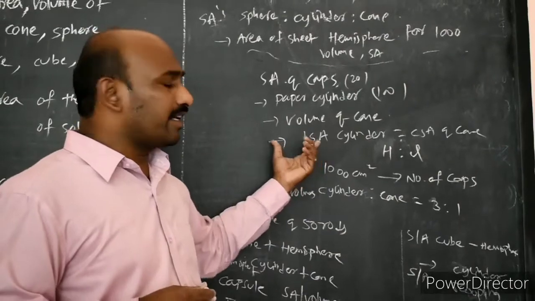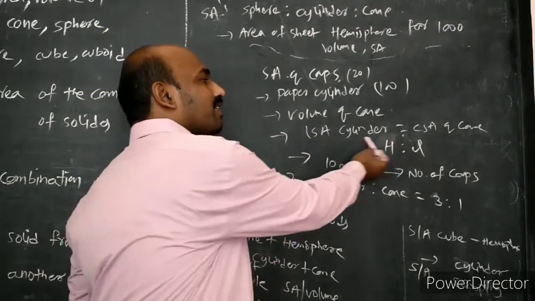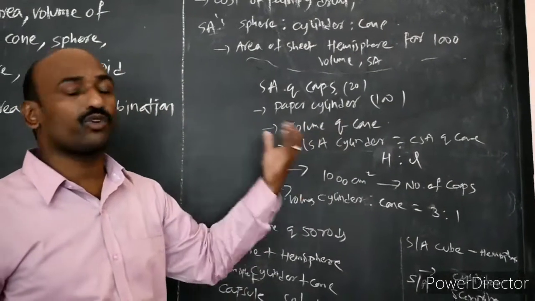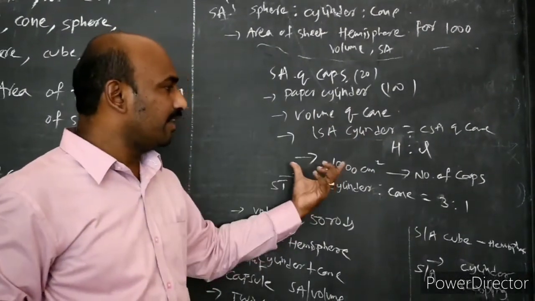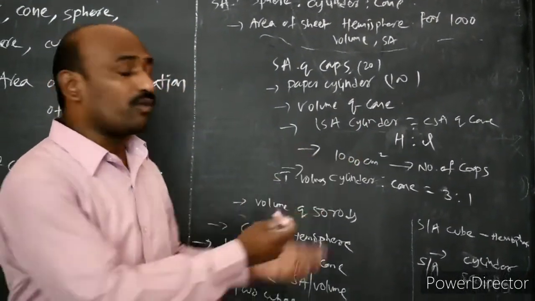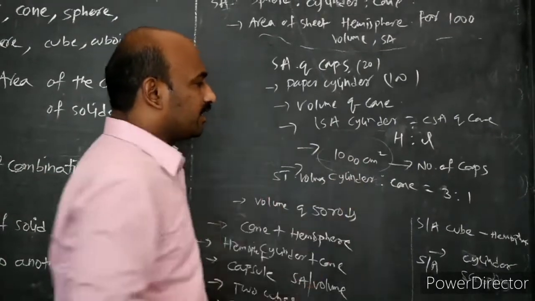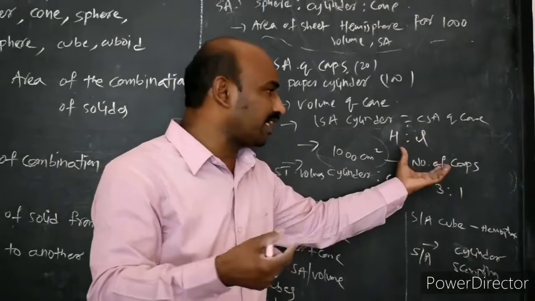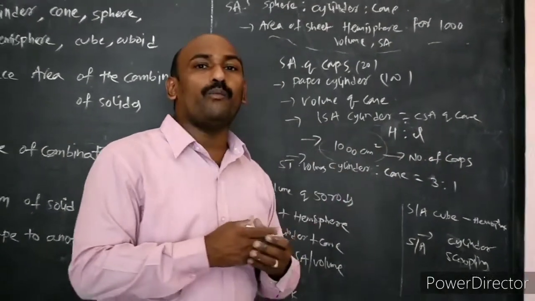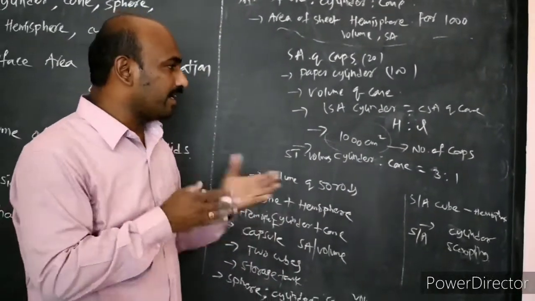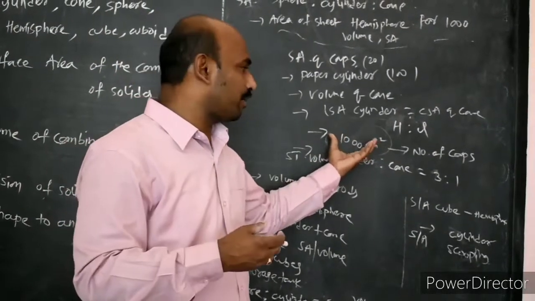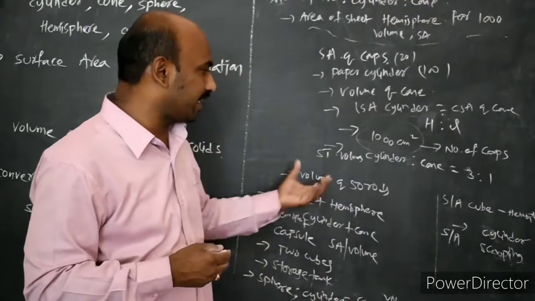And they can give conditions like LSA of cylinder is equal to CSA of cone, and find the height ratios. They can ask any kind of questions. And we have a 1000 centimeter square sheet, how many caps we can make; for a certain radius and height value they will give, based on radius and height we can say that this many caps we can prepare from 1000 centimeter square area.